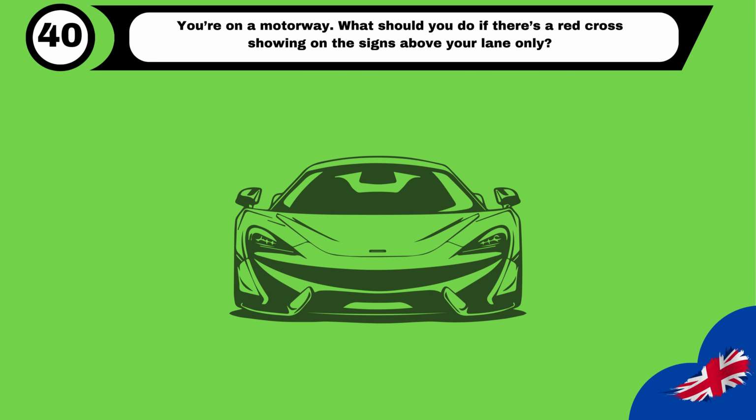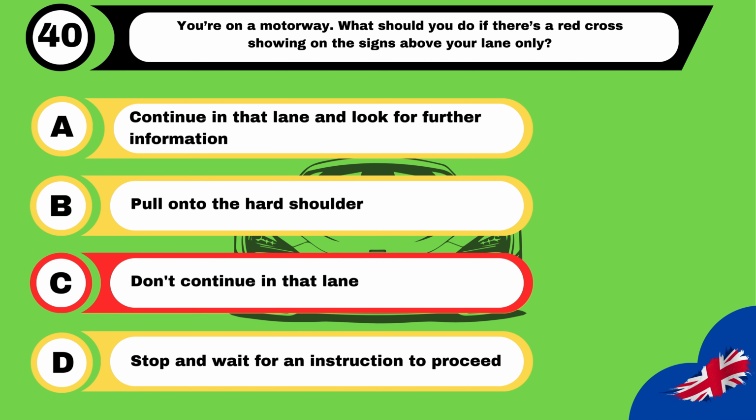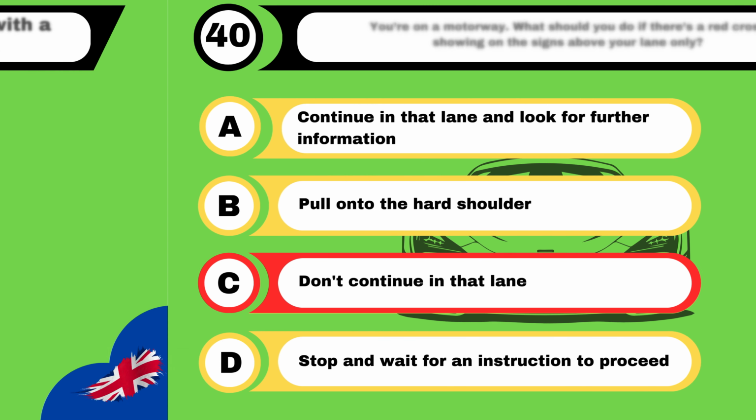Question 40. You're on a motorway. What should you do if there's a red cross showing on the signs above your lane only? A. Continue in that lane and look for further information. B. Pull onto the hard shoulder. C. Don't continue in that lane. D. Stop and wait for an instruction to proceed. The answer is C. Don't continue in that lane.